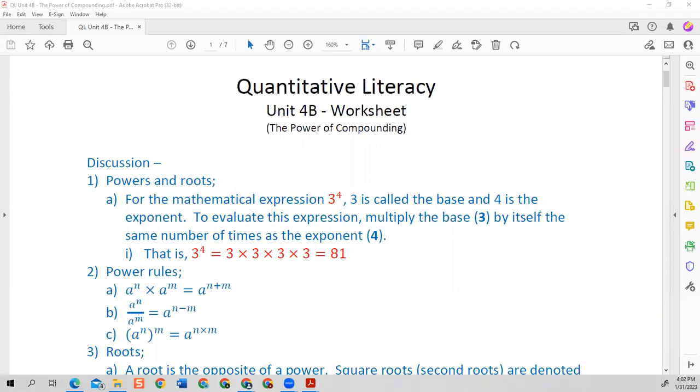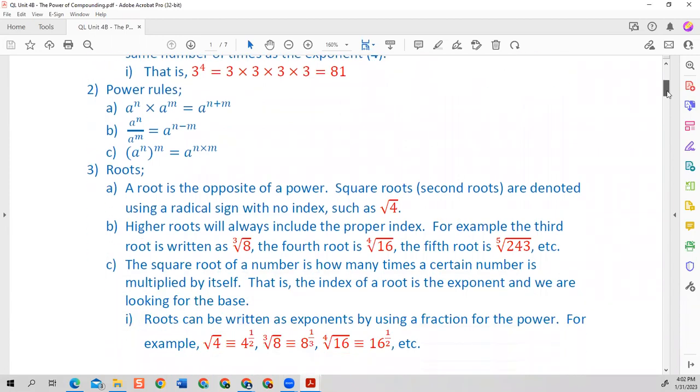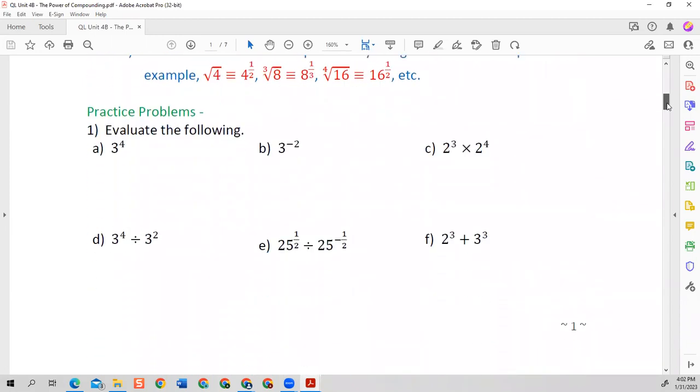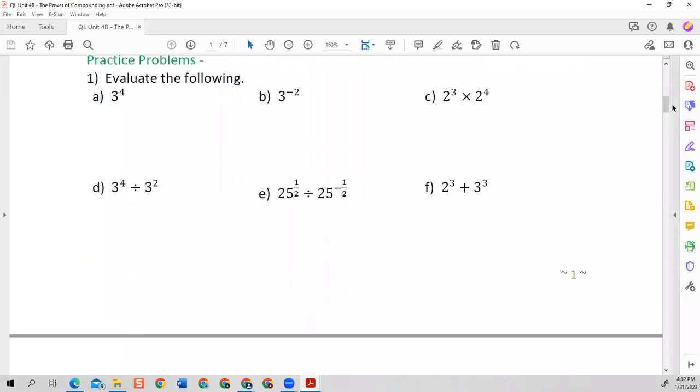The power of compounding. So I encourage you to take a moment, pause the screen, and read over this blueprint. Okay, now let's go ahead and start solving, and we'll apply these rules that were above. So we're going to evaluate the following.